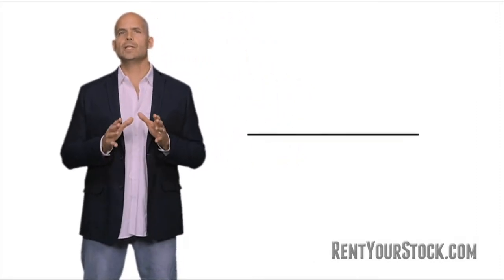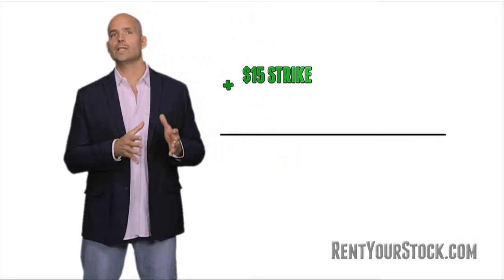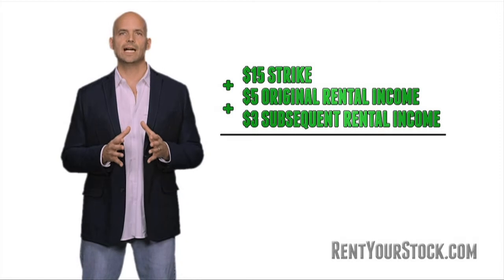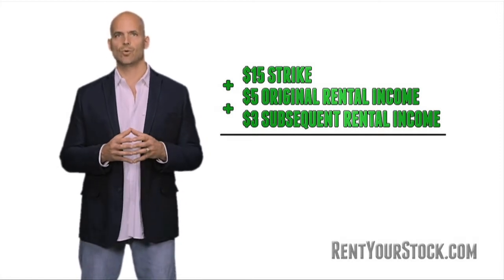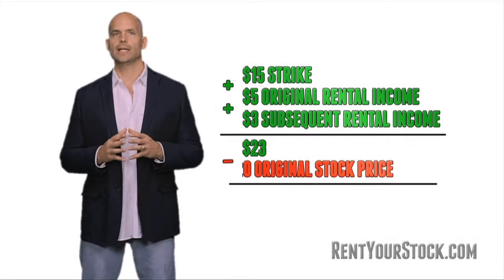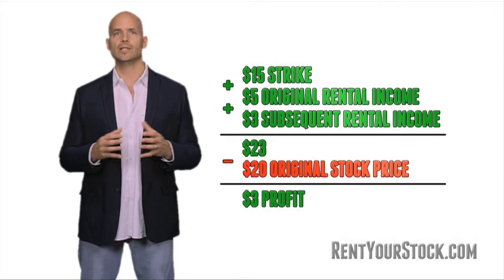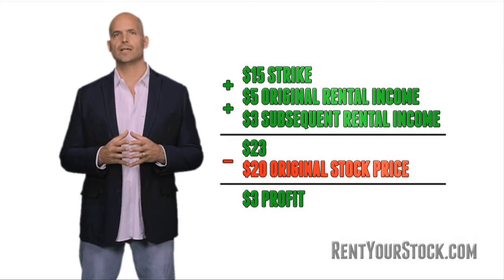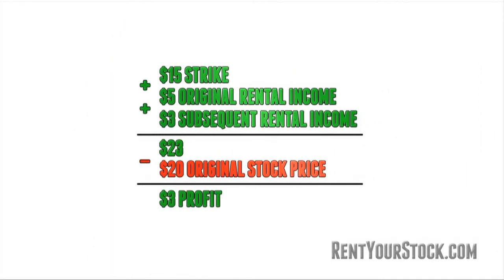If the stock price stabilizes and your new renter decides to exercise his or her call option, you would get the $15 strike price, plus you already collected $5 plus $3 in rent. So you would earn a total of $15 plus $5 plus $3, or $23, minus the original $20 you paid for the stock, which equals a $3 profit, or 15%. That is a $3 profit divided by your initial $20 investment to buy the stock. Not a bad escape before you started losing any money.